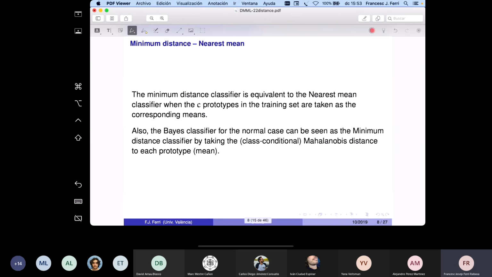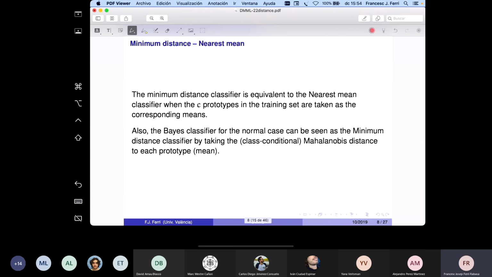This minimum distance classifier is equivalent to the nearest mean classifier, which is also the linear classifier we studied in the parametric case when the covariance matrices are the identity. When covariance matrices are assumed to be the identity, then computing the linear classifier corresponds to taking the minimum distance classifier.